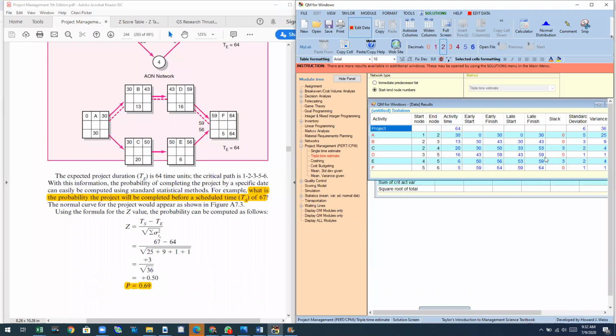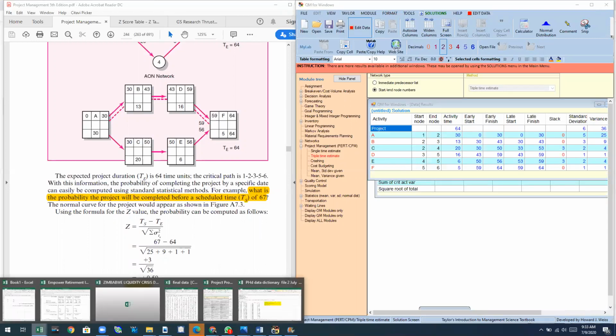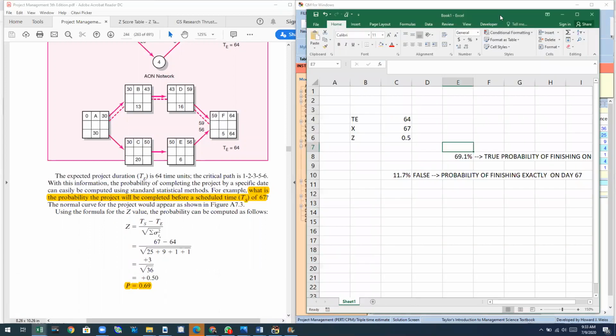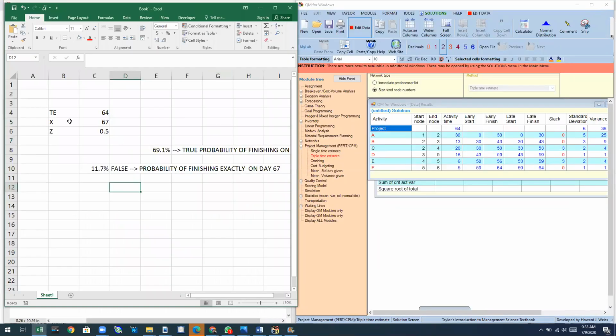Let me go back here. With this, we can ask the question of finding out the probability of a project finishing at a certain time. Let me bring up my Excel here. Remember, the weighted average estimated time is 64.